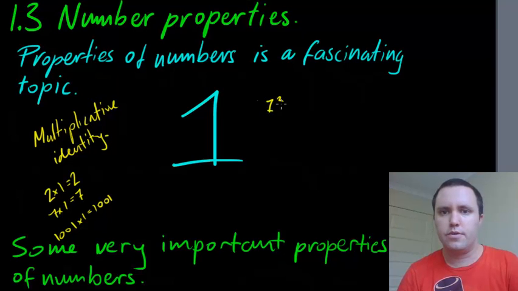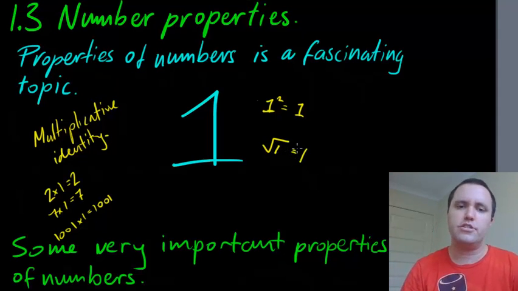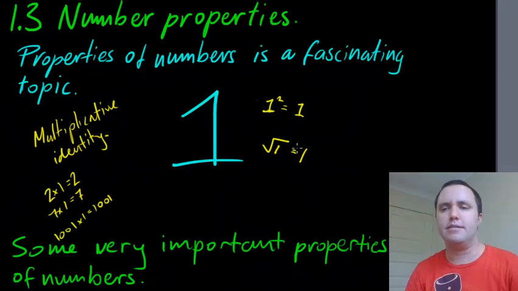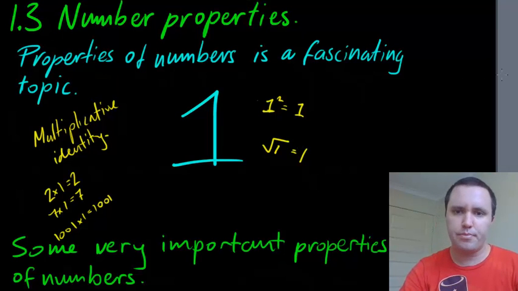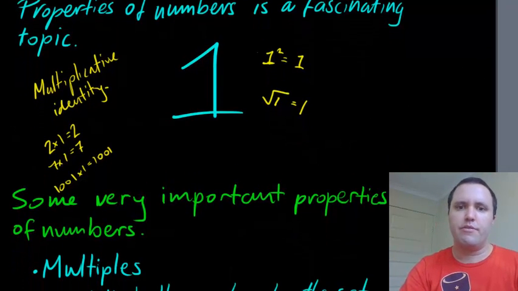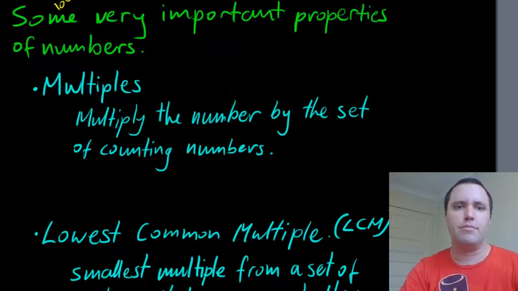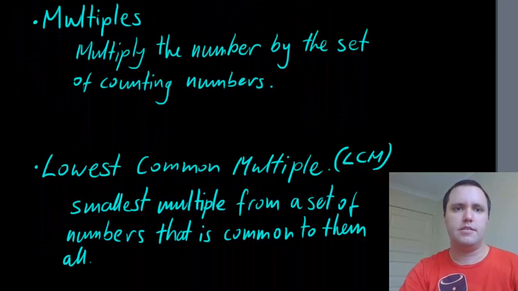So 1 squared is equal to 1. The square root of 1 is equal to 1. So that's just quite interesting. You don't get that with any other number. So 1 is actually quite important, and looking at these properties of other numbers just brings out these excellent, amazing patterns, and that's some stuff that we'll get to have a chance to have a look at this term. So there are some very important properties of numbers that we're going to talk about, and the first is multiples.